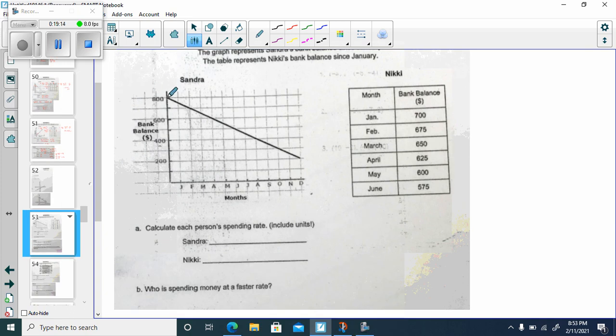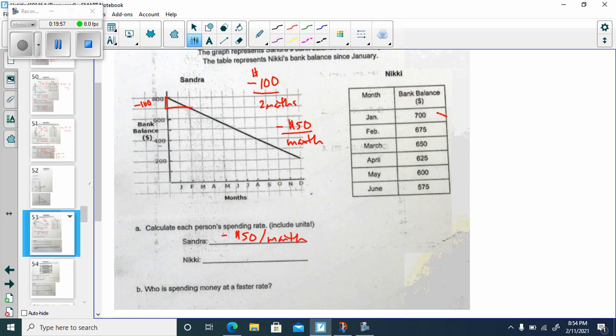Okay, on Sandra, let's find 2 points that are on grid lines. Okay, there we go. She's going from 800 to 700, down 100 in what time frame? From January to February, 2 months. So she goes down $100 in 2 months. If I divide that, that means she's going down $50 each month, right? So that is Sandra's rate, down $50 each month.